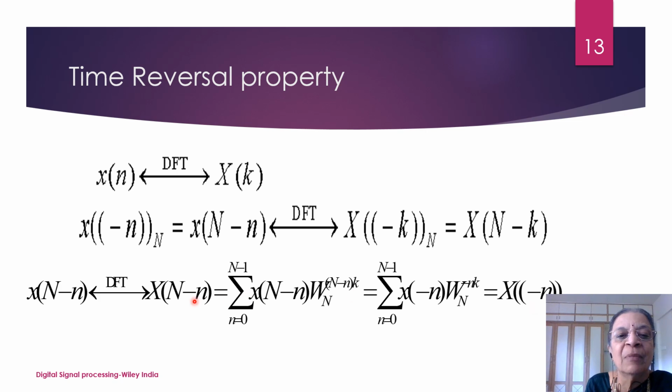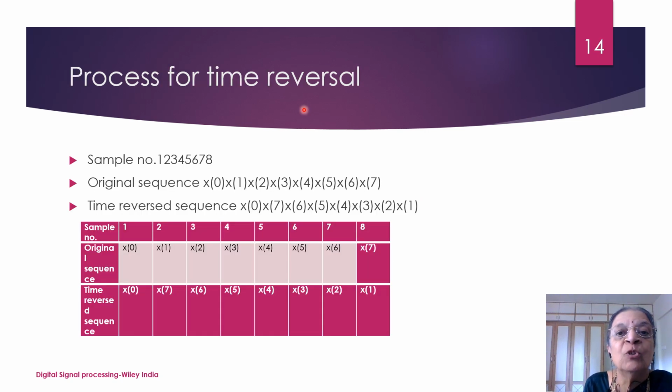So this is the same as x of minus n. That is why x of minus n transforms to capital X of minus k. So we'll see how this happens, the process of time reversal, how time reversal occurs.